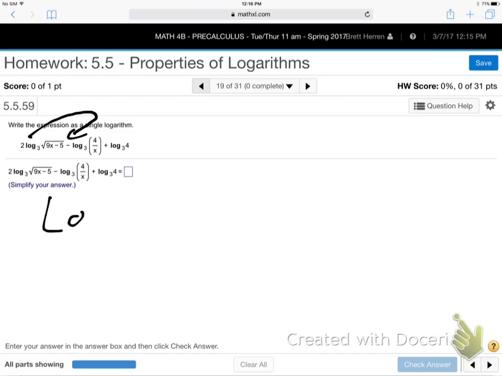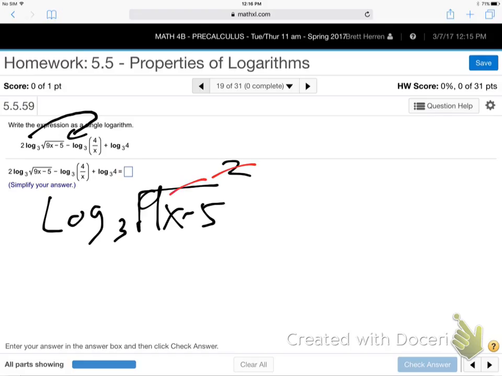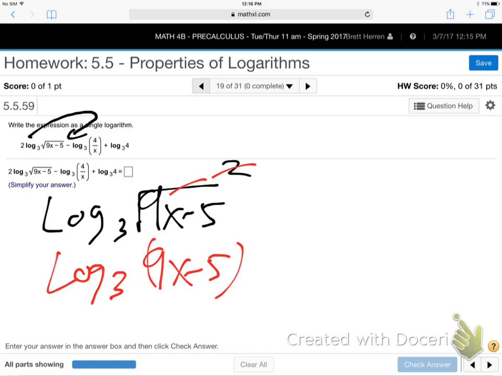So it'll just be log base 3 of 9x minus 5. The root and the 2 power cancel each other out. And it just becomes log base 3 of 9x minus 5. No more root, no more 2 power. Everybody see what happened there? So the 2 in the front went up here. Numbers in the front go to the power, and then it hit the root and canceled out the root. And so that's that one. That's the tricky part there.